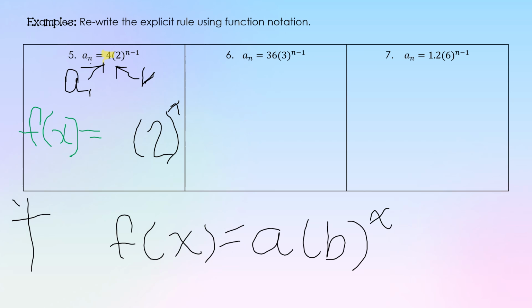So if I just do a little table for you guys, we know the first term is 4, and we know we're multiplying by 2. So to work backwards, we're going to have to divide by 2. And 4 divided by 2 is 2. So our initial value, our a, is going to be 2. So our function becomes f of x equals 2 times 2 to the x.